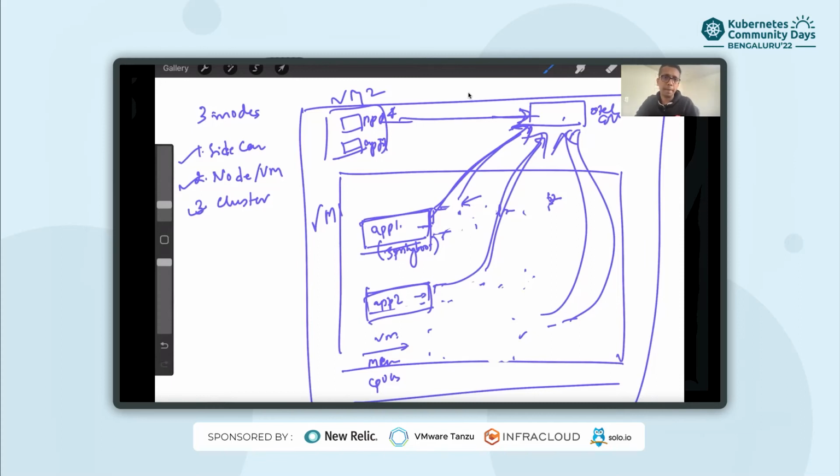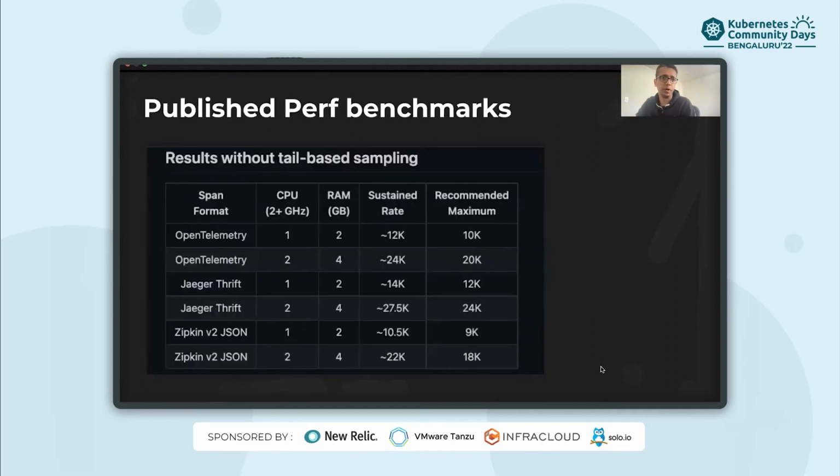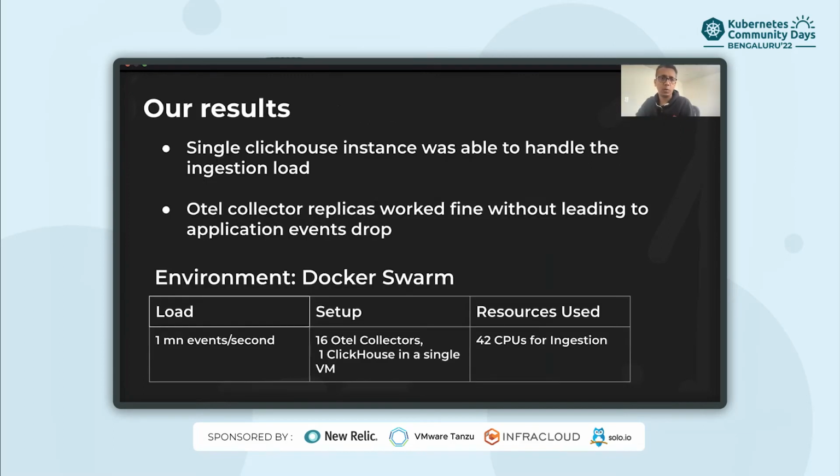This slide basically talks about how these different models work, and let's talk about what we worked on. We worked on ingesting and trying to test this in a Docker Swarm environment. This was just a test. Ideally, we could have done it on a Kubernetes cluster, but this was just a test on how many resources an OpenTelemetry collector can handle, right?